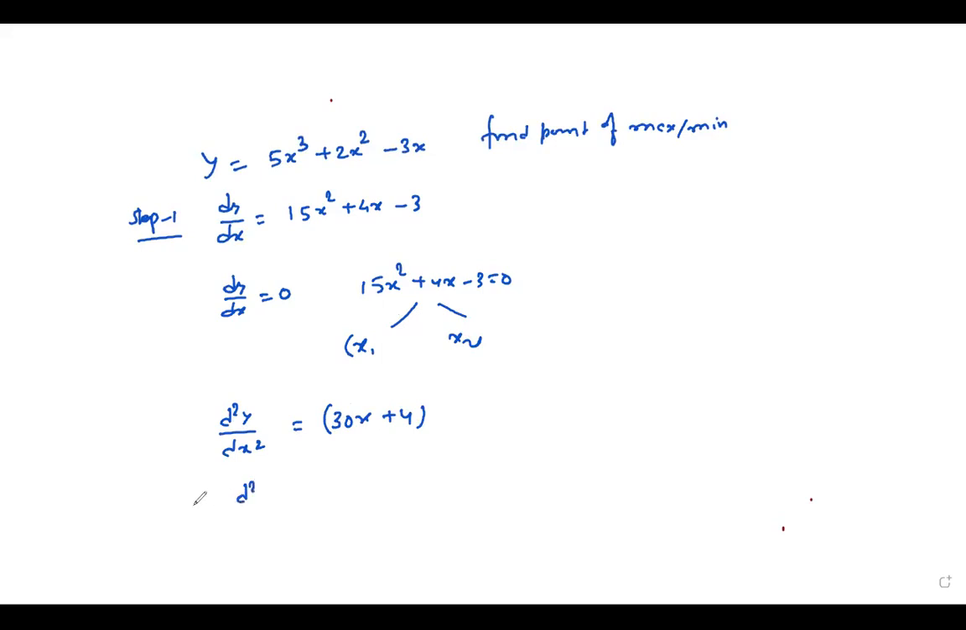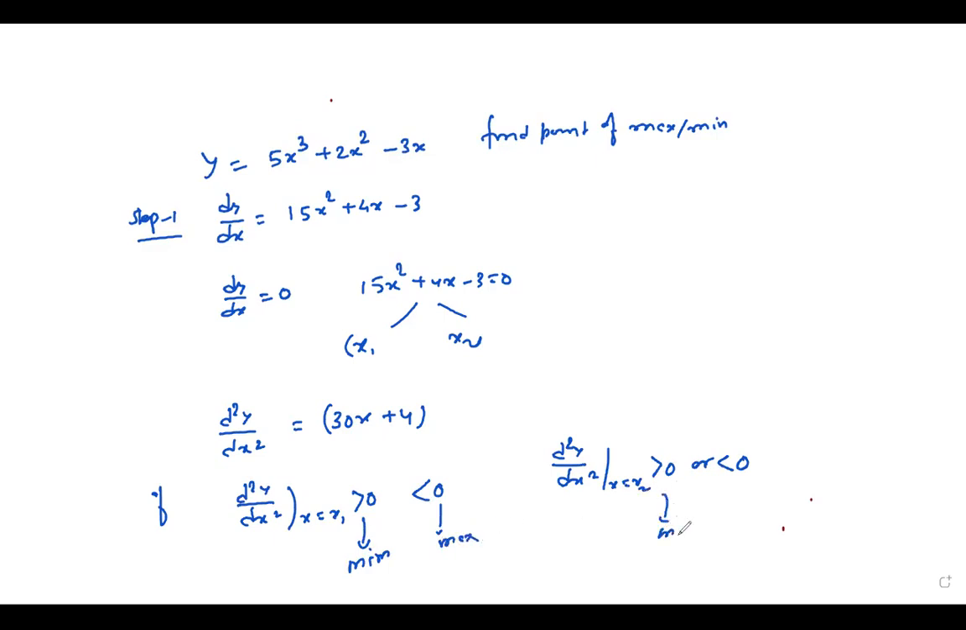Now if d2y by dx square at x equal to x1 is positive or negative, similarly if d2y by dx square at x equal to x2 is positive or negative, then accordingly this will be a minima and this will be a maxima. Again, this will be minima and this will be maxima. So it is clear. Now let us go back to our slide, and I expect that you please post the solution of this particular problem. Okay, I'm just leaving it to you.